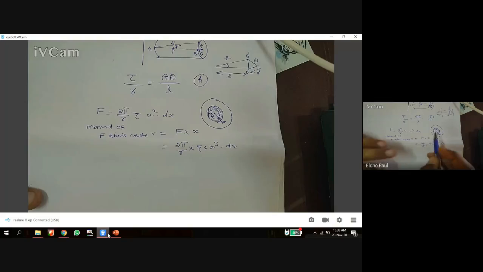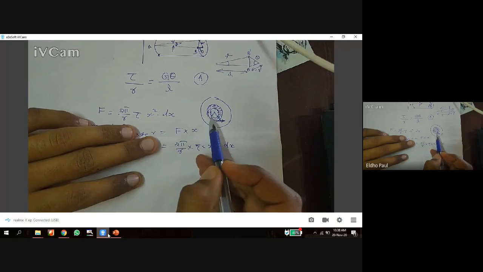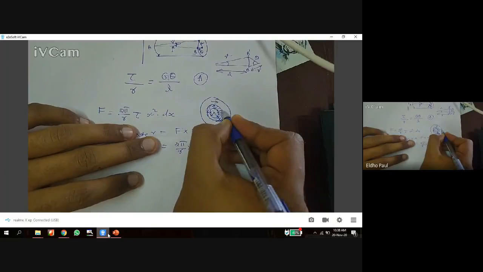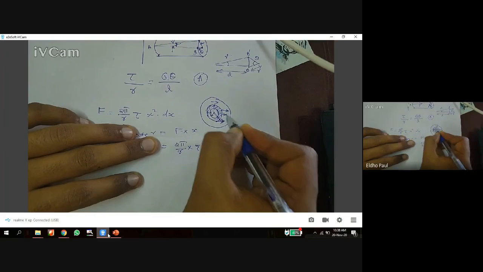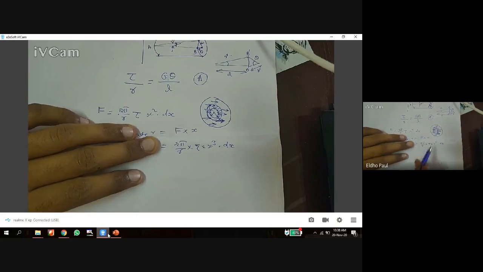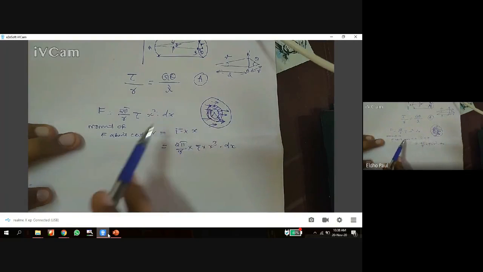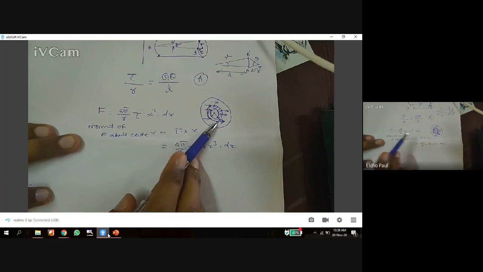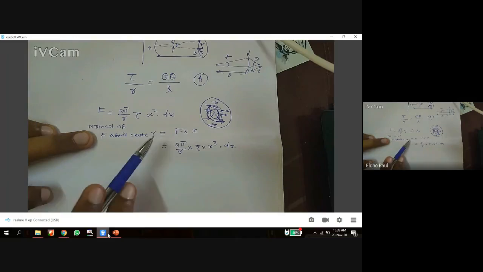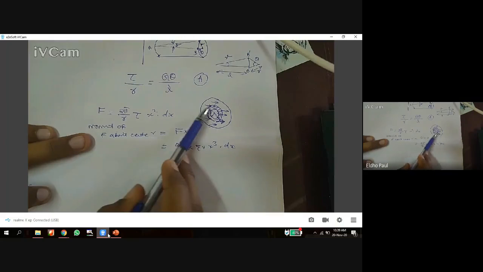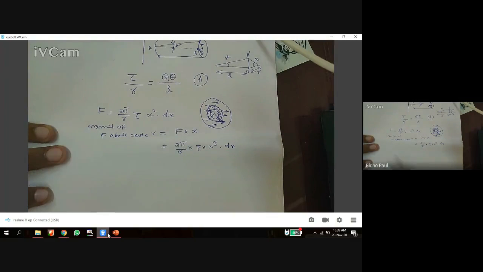Similarly, here we only consider this area, and in that a shear force is developed. Similarly, we have a number of shear forces. Everywhere in this cross-section area we can see such shear forces. So we need the totality of the moment of all the forces about the center. Here we only calculated the moment of a single force about the center, that is 2 pi by r into tau into x cube into dx. For the moment of all the forces about the center, we integrate.